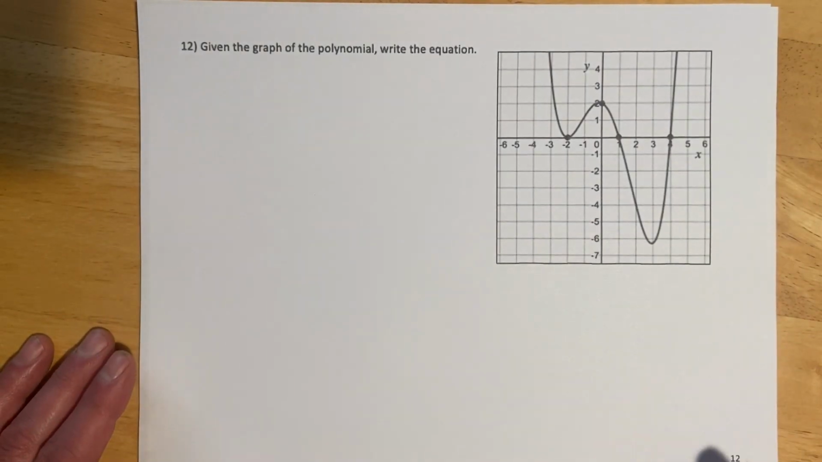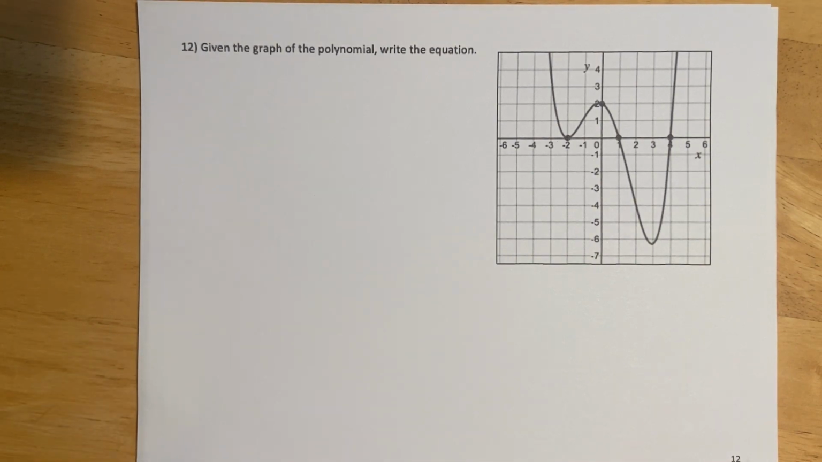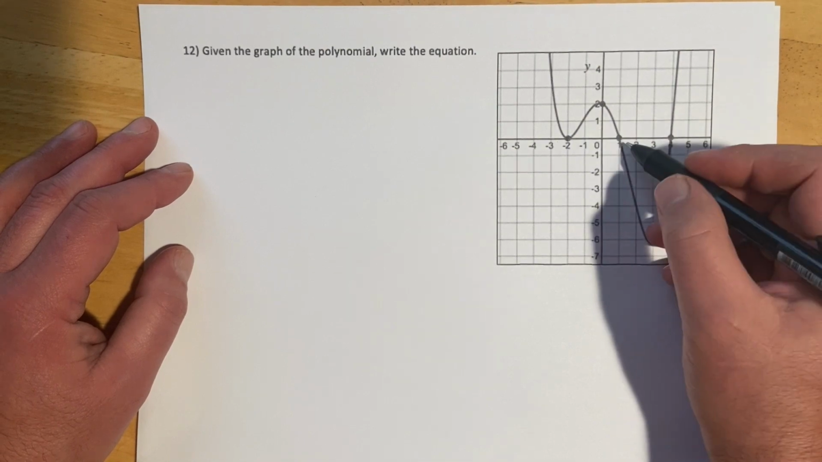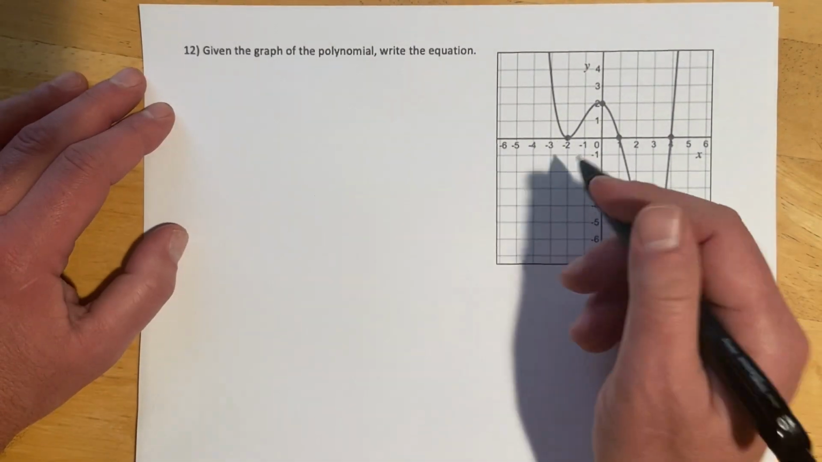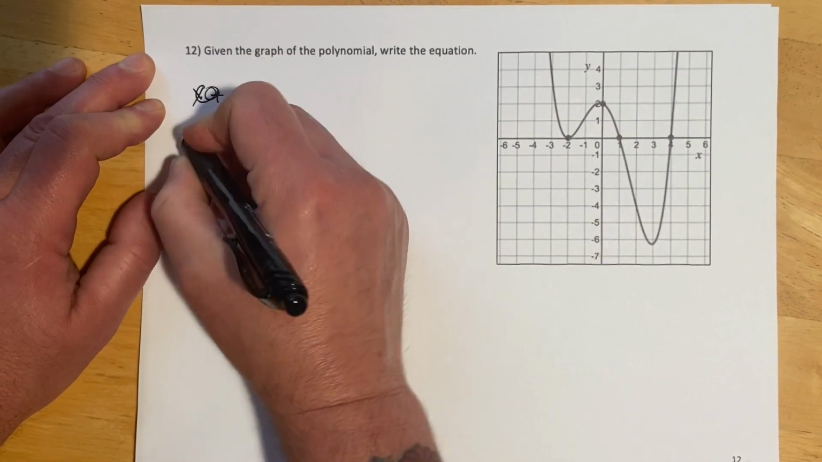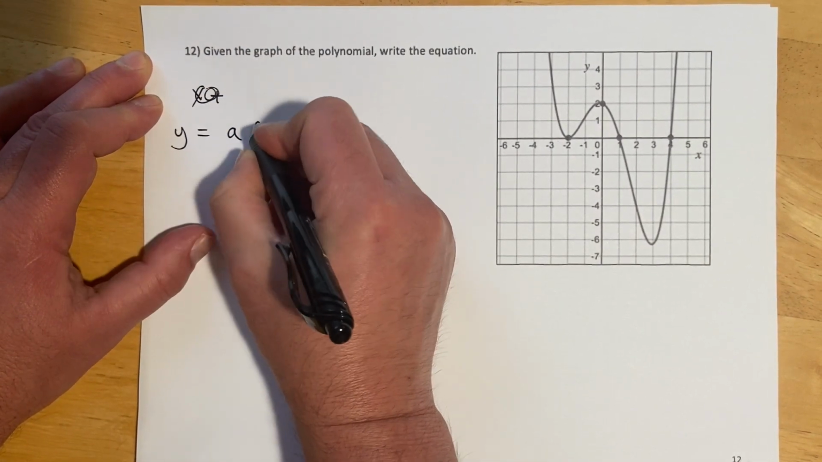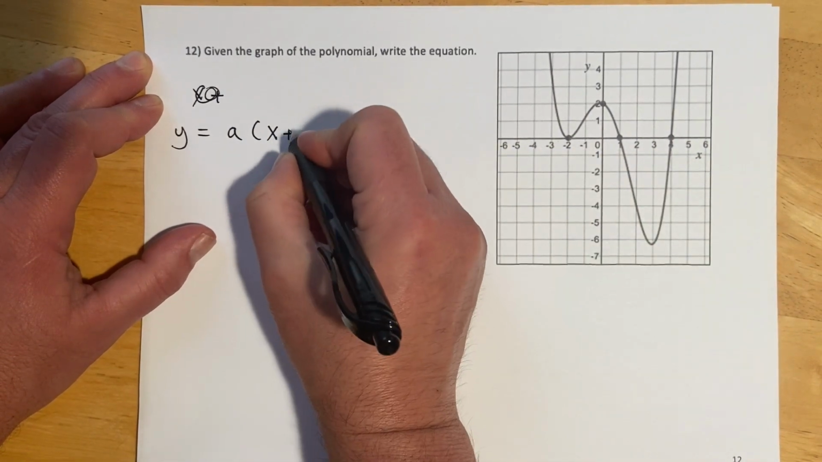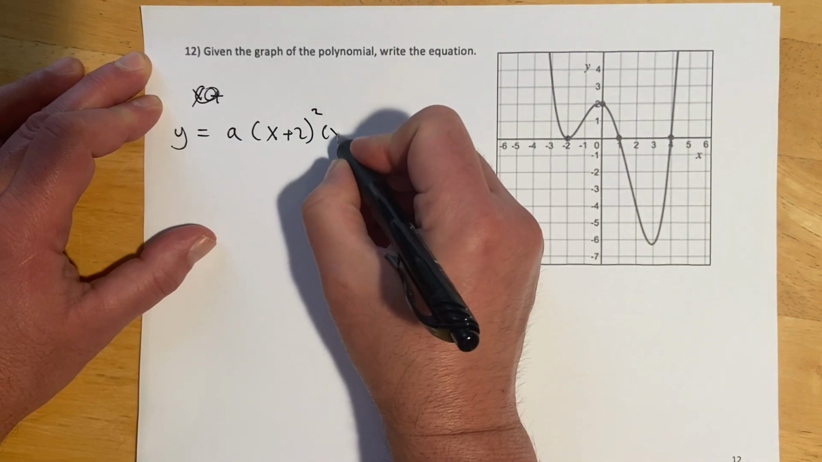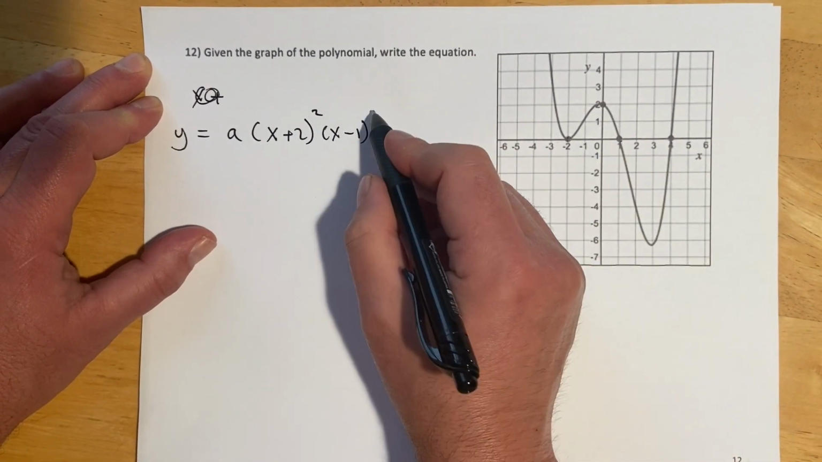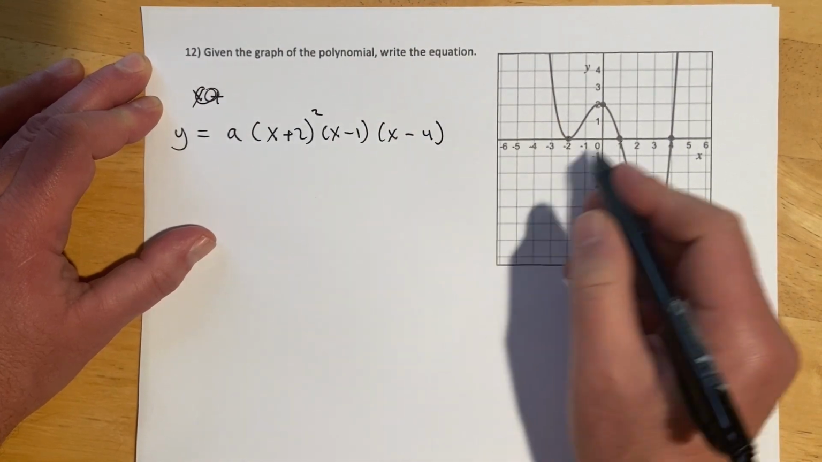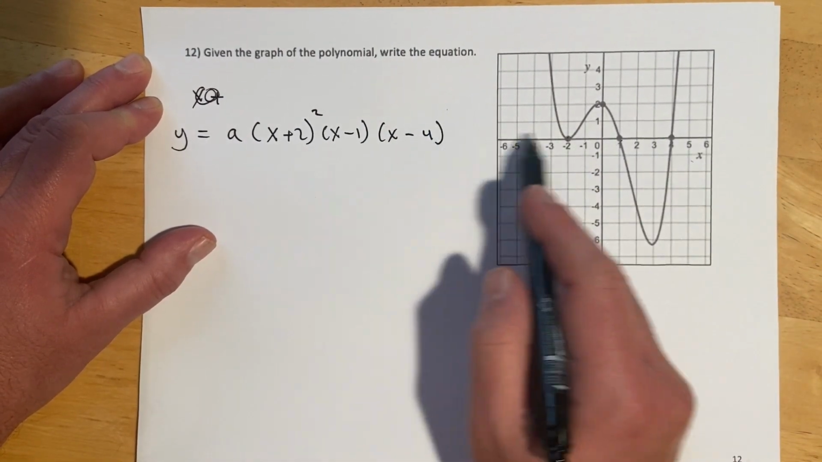Okay, on this last example, we're given a graph and then again asked to find the equation. And here we're assuming multiplicity 2 if it bounces and multiplicity 1 if it crosses. So right there, let me leave myself some room there, y equals a, and then x plus 2, and that would be multiplicity 2 because of the bounce. Then we have to have an x minus 1 to get that 1. It'd be the first because it's crossing. And likewise an x minus 4, and also crossing to the first.